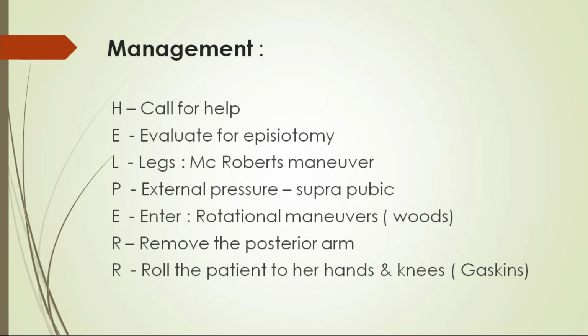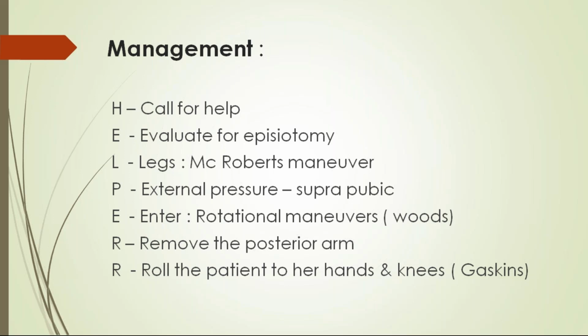If we give fundal pressure, the anterior shoulder is already impacted under the pubic symphysis. If we continue giving fundal pressure, this impaction will increase and there is no chance of delivery of the baby. In case of shoulder dystocia, after delivery of the head, external pressure should always be at the suprapubic region.